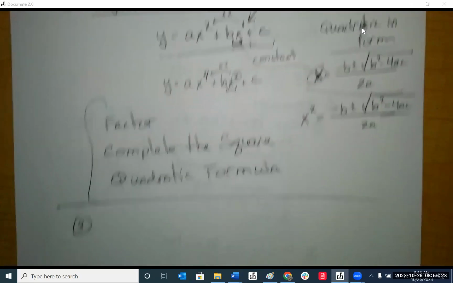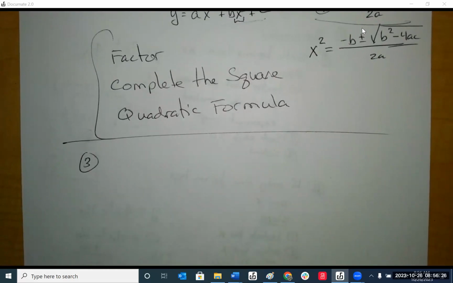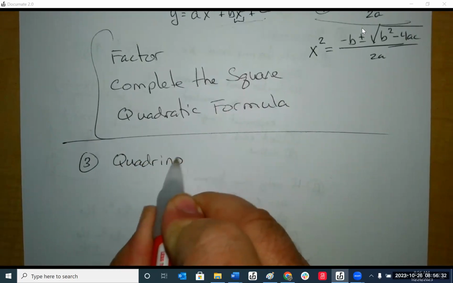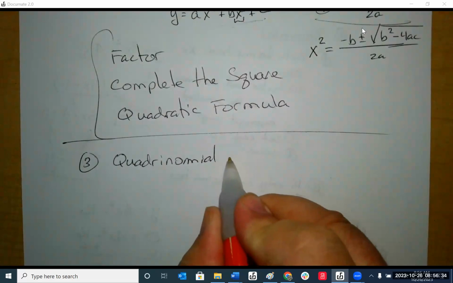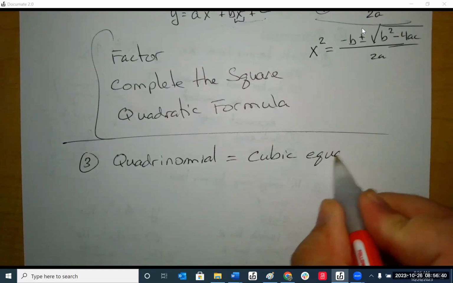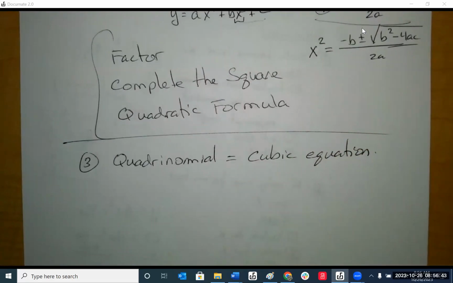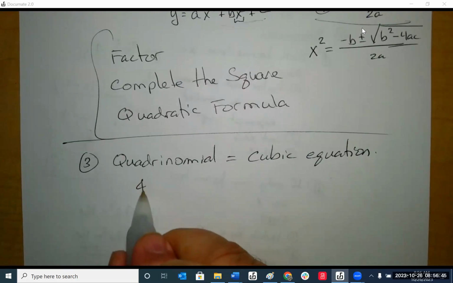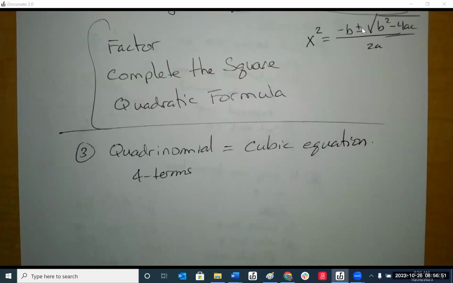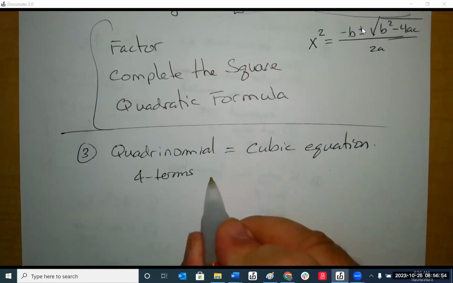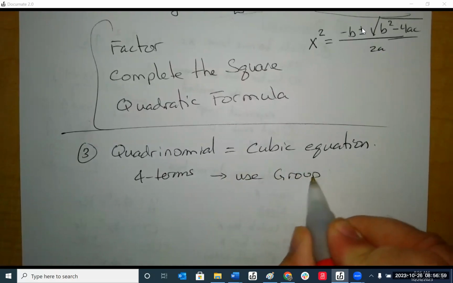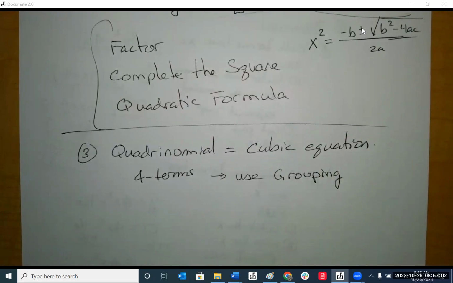The last one we're going to talk about that has a process. If you have a quadrinomial or a cubic equation, in other words, if you have 4 terms, use grouping if possible.